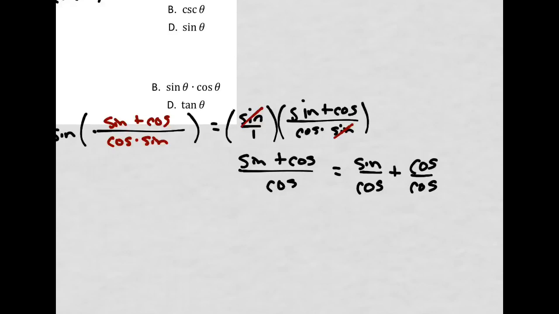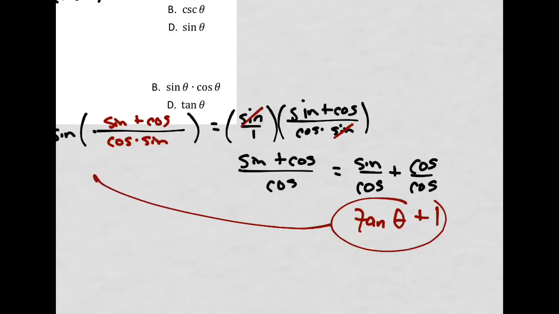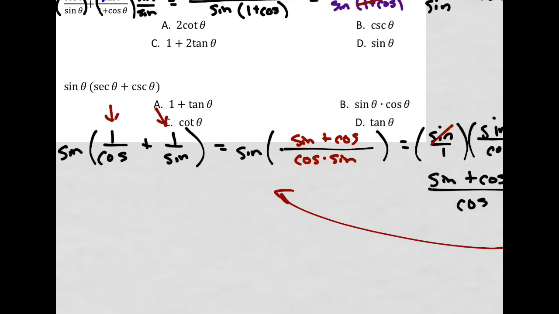And so sine over cosine is tangent theta, cosine over cosine is 1. Tangent theta plus 1, I believe, yeah, matched one of our answers. Okay.